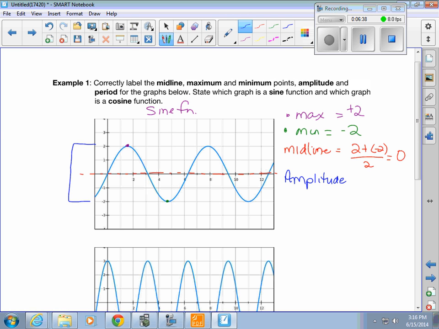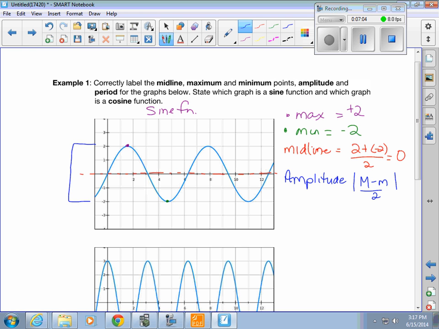Those of you in pre-calc 30 might remember the other way where we did the absolute value of maximum minus your minimum divided by 2. So the other way to think of that is what I showed you on the other side, your maximum plus the absolute value of your minimum divided by 2. This is the same thing.